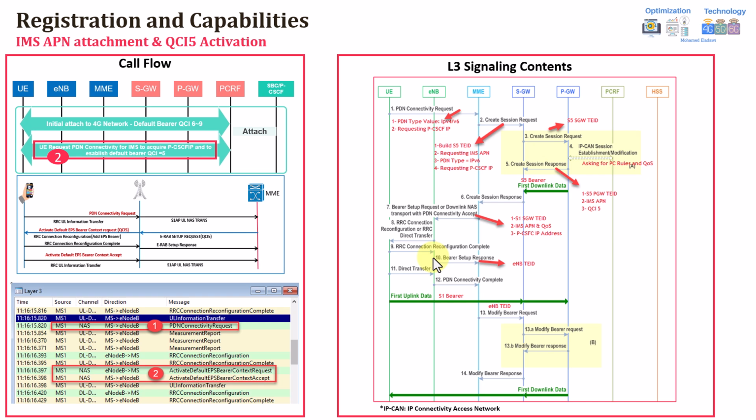Then what I would like to discuss with you in detail is the PDN connectivity request: what kind of information you have in it, how the UE gets the information from the network, as we just mentioned, and what the message content is. So let's move to the next slide.